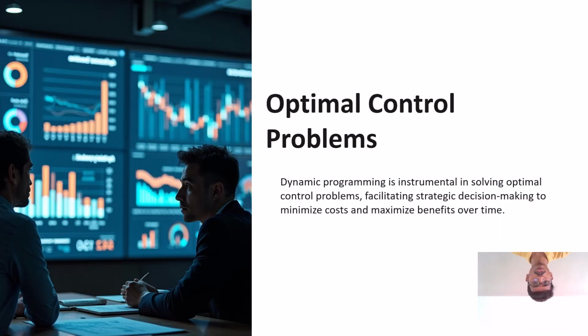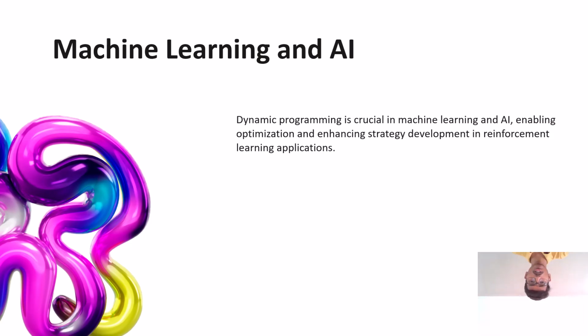Optimal control problems. Dynamic programming is instrumental in solving control problems, facilitating strategic decision making to minimize cost and maximize benefits over time. Machine learning and AI. Dynamic programming is crucial in machine learning and AI, enabling optimization and enhancing strategy development in reinforcement learning applications.